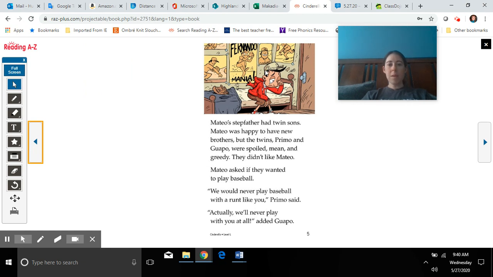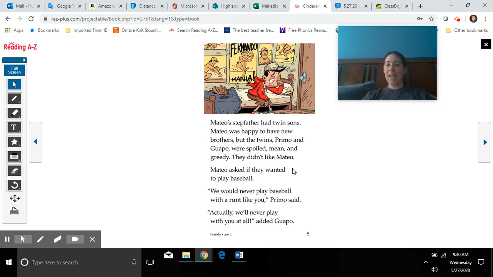Okay, I remember towards the beginning of the story, Mateo is feeling sad. Okay, let's see what it says on this page. Mateo's stepfather had twin sons. Mateo was happy to have new brothers, but the twins, Primo and Guapo, were spoiled, mean, and greedy. Ooh, I heard some words that sounded like character traits in that sentence. So keep those in your mind for when we use our evidence later.